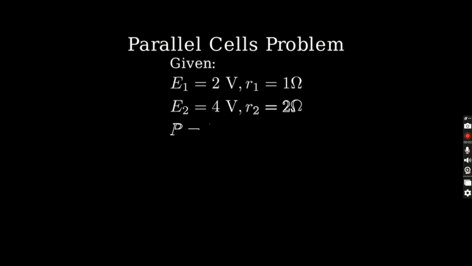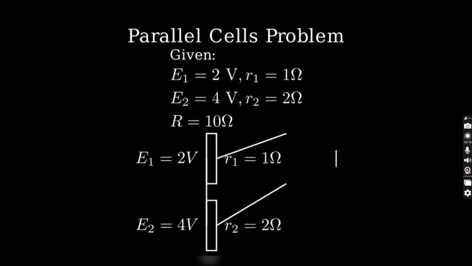Let's solve a problem involving two cells connected in parallel. We have two cells, one with EMF of 2 volts and internal resistance of 1 ohm, and another with EMF of 4 volts and internal resistance of 2 ohms. These are connected in parallel across a 10 ohm resistor. Let's draw the circuit diagram. Here we have our first cell with EMF E1 and internal resistance R1, and our second cell with EMF E2 and internal resistance R2. Both cells are connected in parallel across this 10 ohm resistor.